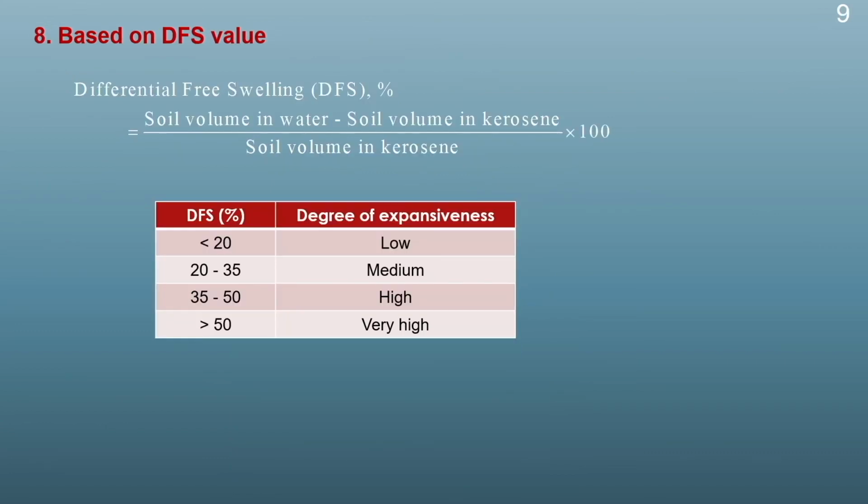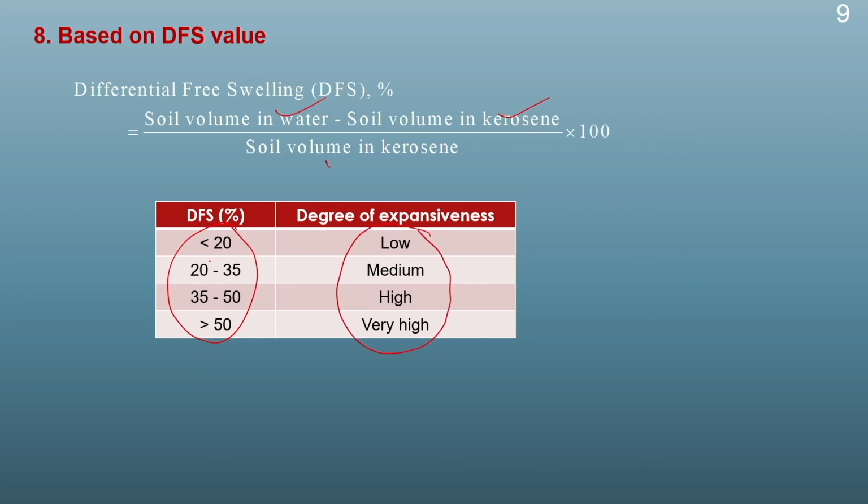Now, this method is based on the differential free swelling test result. In this differential free swelling test, we need to take 10 gram of dry soil and put it in water, and also another 10 gram of soil we need to put in kerosene. Then we need to measure the volume of the soil sample in water and kerosene, and then we can determine the DFS value. The measured DFS value can also indicate the degree of expansiveness of the soil.